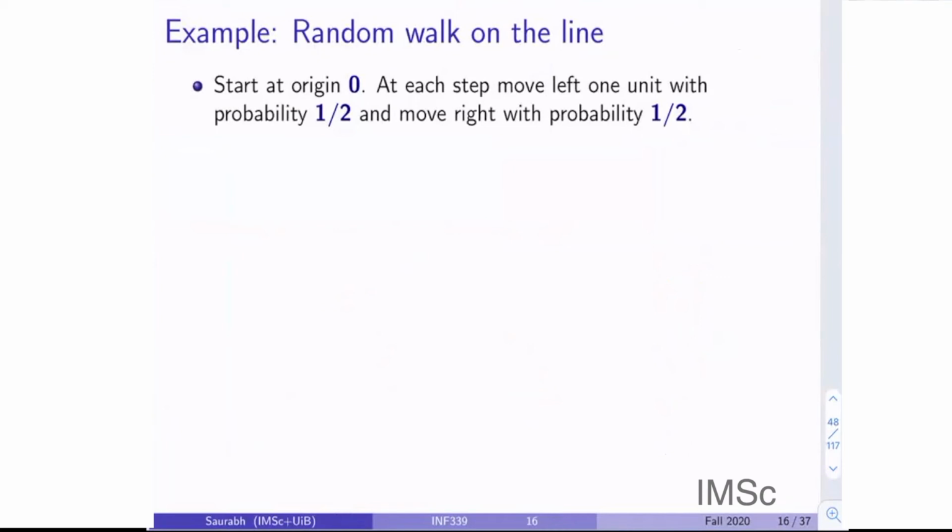Suppose we start at origin 0, and at each step we move left 1 unit with probability half and move right with probability half. Okay, this is a random walk on the line. After n steps, how far from the origin? What do you think?